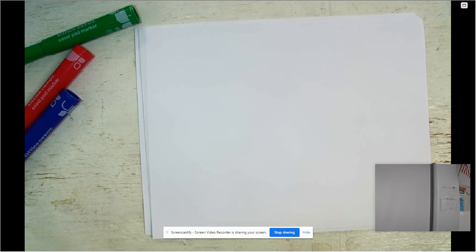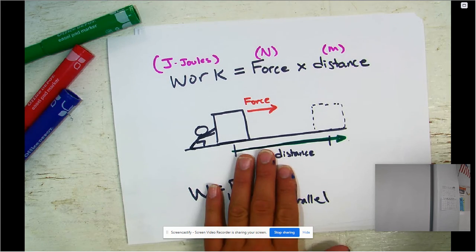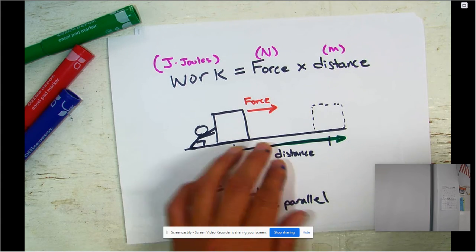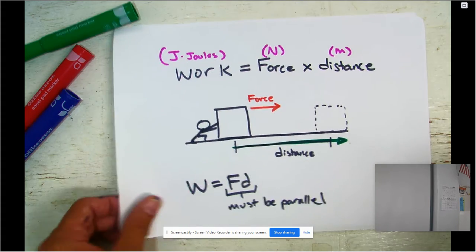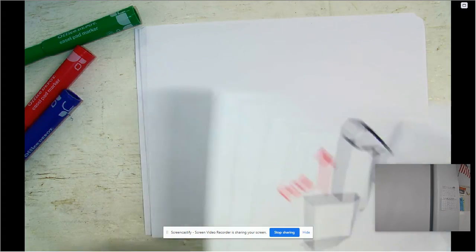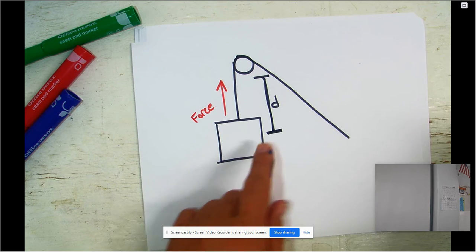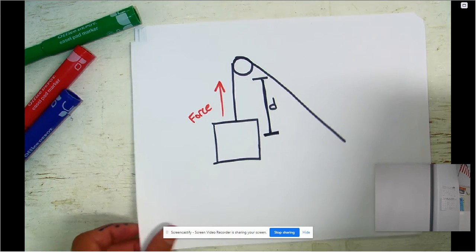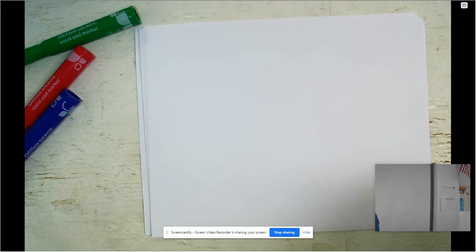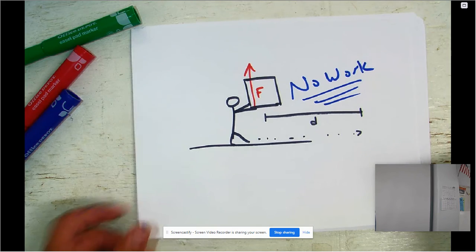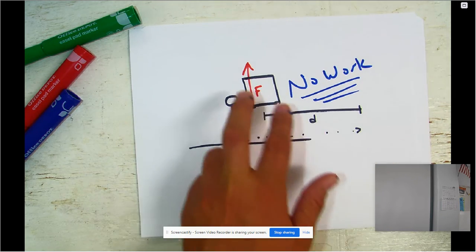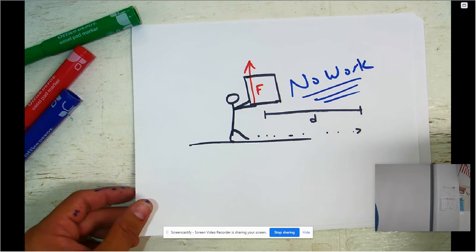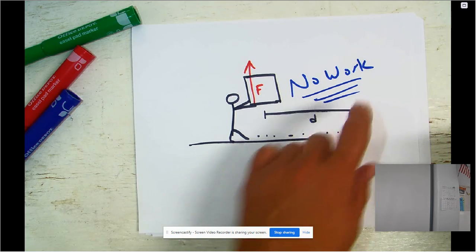So let's review those one more time. Is there work done here? Yes. There's work done because the force and the box actually moves, so the force and the distance are parallel to each other. Here, the box is being raised up, the distance and the force are parallel to each other, so work is done here. Notice that, yes, you're applying a force and it is moving, but the distance and the force are not parallel to each other, they're perpendicular, so no work is done.